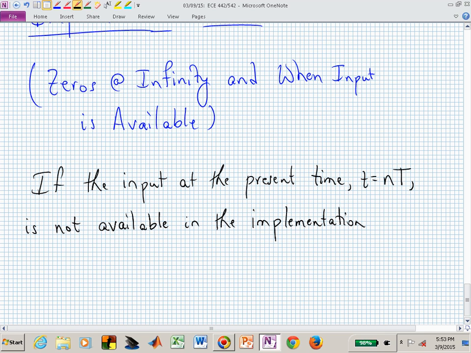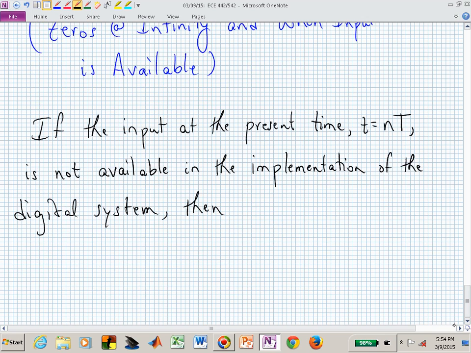in the implementation of the digital system, meaning you don't want to wait and do this processing after you've now captured the input at the present time, and you want to, when now hits, quickly just spit out the output, then we want there to be a one sample period delay between all of the inputs and the output, at least a one sample period delay.